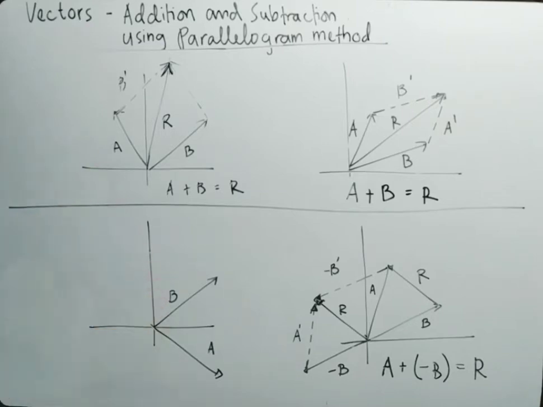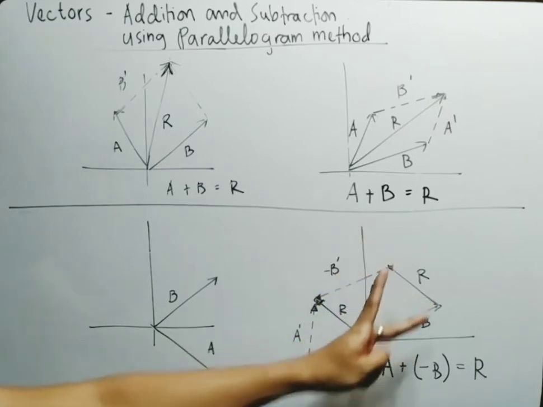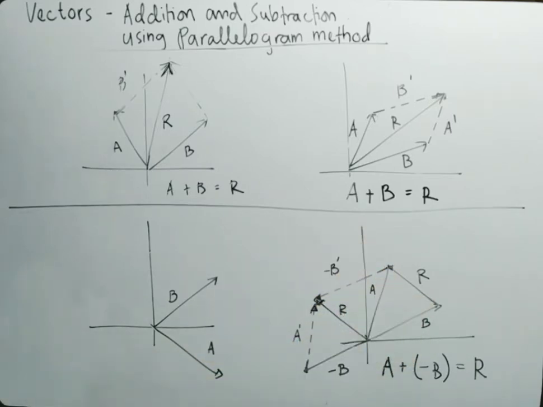Now, let's proceed to subtracting vectors. So I have here an example. We have here vectors A and B, and this is A and this is vector B. Okay, so in subtracting vectors, I can write this as A minus B, wherein A minus B is the same as A plus negative B. That is equals to R. Now, this is the same as adding vectors, but the difference is that we have a minus on B.